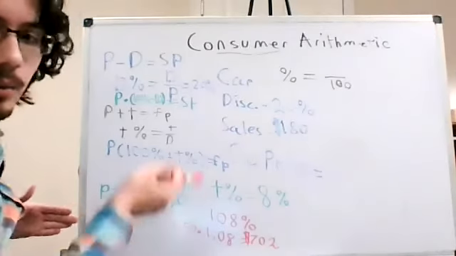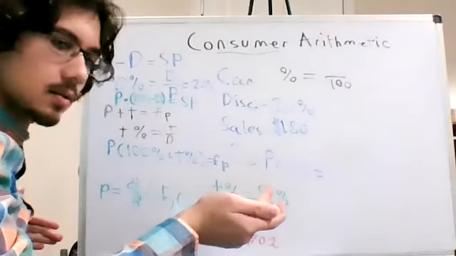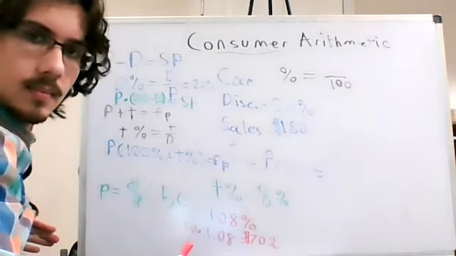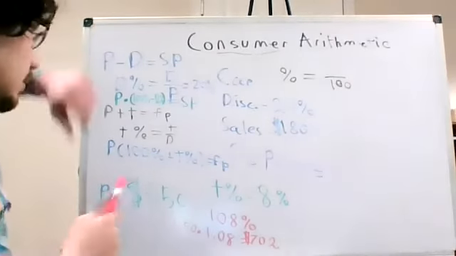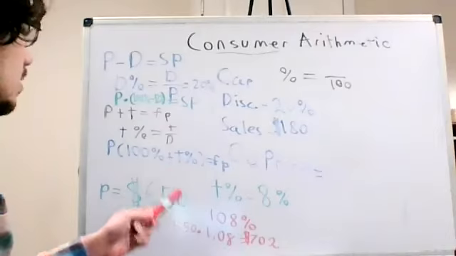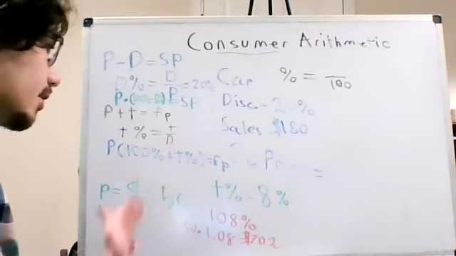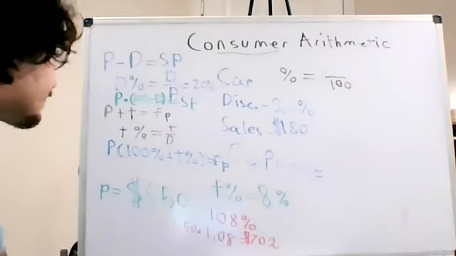So that is how you find it with the tax. Does everybody understand? Sir, do you mind walking that through in a slower way? Sure. So as the equation says, we have to know our price and we have to know our tax percent to find the final price. And we know that our tax percent is 8%.